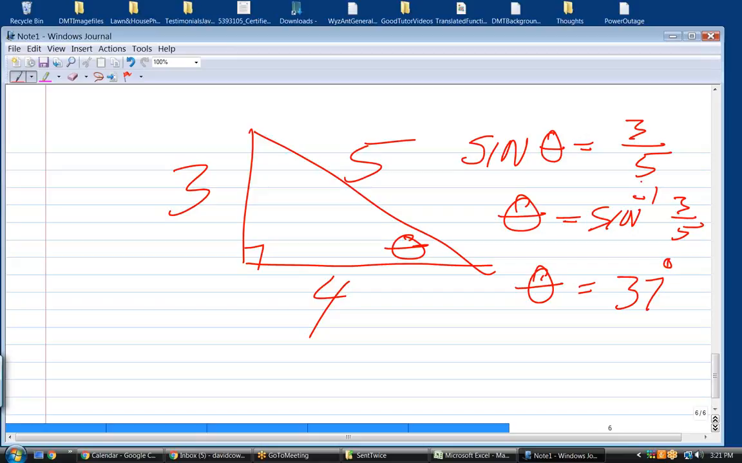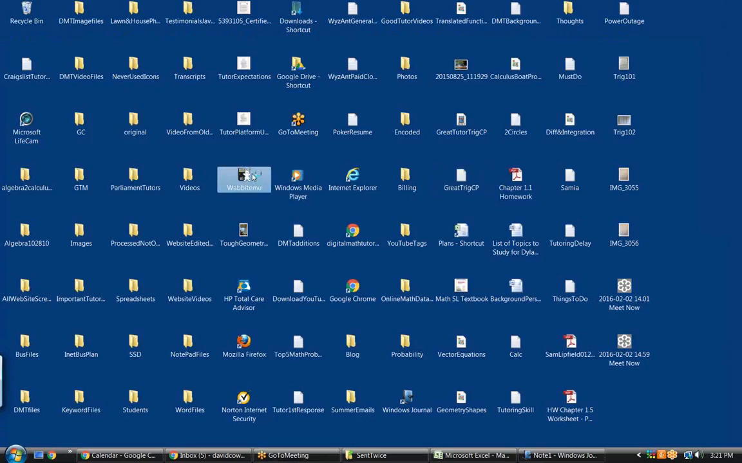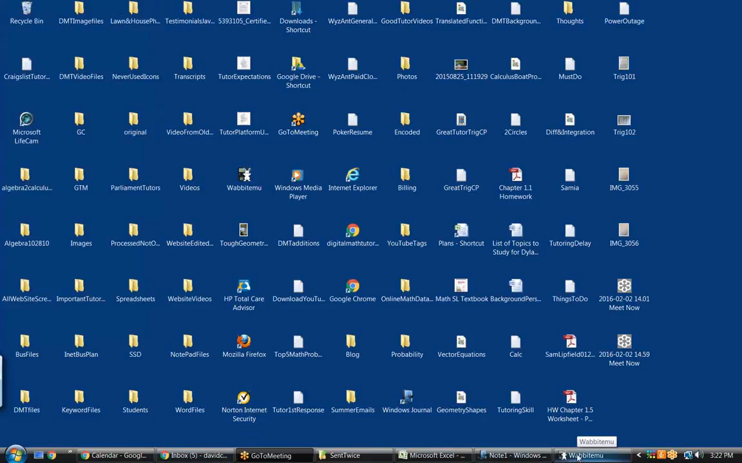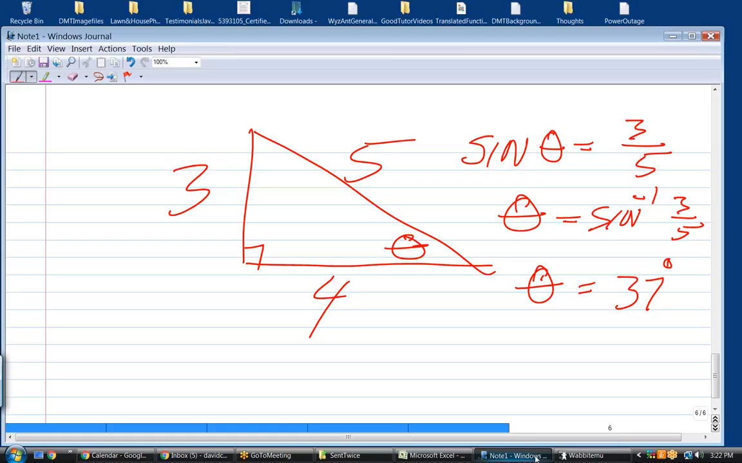Okay. And in fact, I've got a virtual calculator here. Let me bring it up. All right, now I got it where it says 0.5. Okay, so you're in degrees. Now, take the inverse sine of 0.6. You should get 37 degrees, approximately.